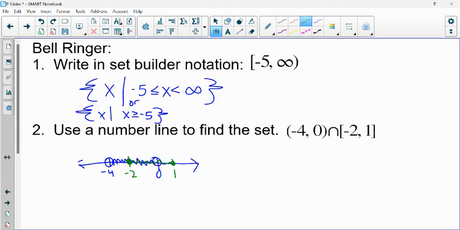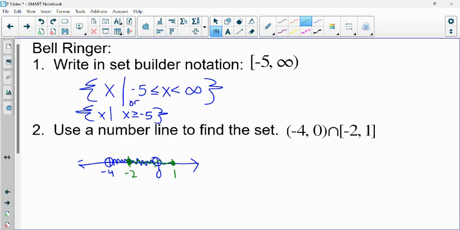So the intersect, remember, has to include both where it's overlapping. So where do we have the blue and the green? The blue and the green is right in this area right here. So therefore it goes from -2 to 0. It's going to include -2, but not include 0.